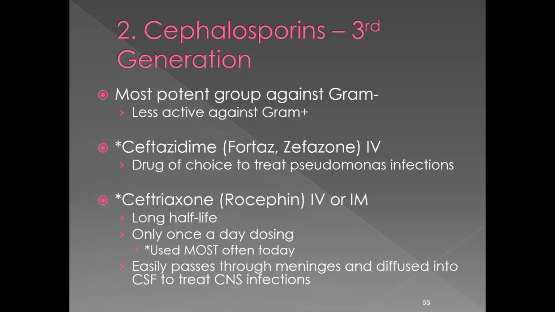Our third generation is actually the most potent group against gram-negative, but it is less active against the gram-positive. So we're flipping the other way here. Common ones here are ceftazidime, which is IV. It's a drug of choice to treat Pseudomonas infections. And then we have ceftriaxone, which is IV or IM. This one has a long half-life, and it's only used once a day dosing. It's used most often today. And it easily passes through the meninges and diffuses into the CSF to treat CNS infections.